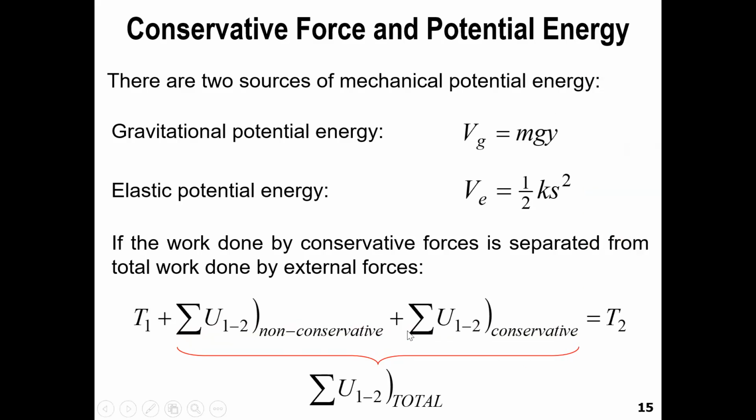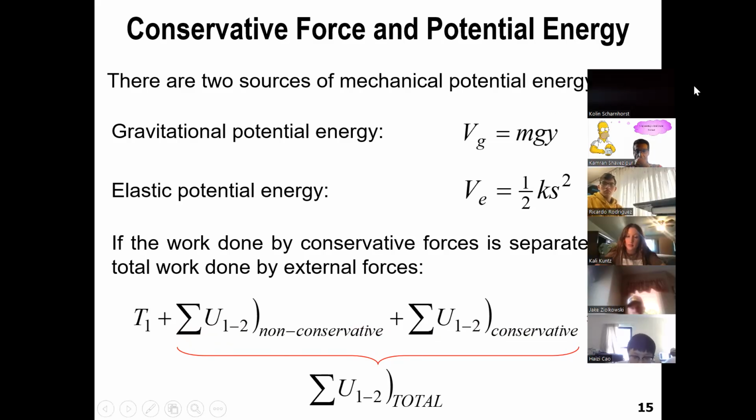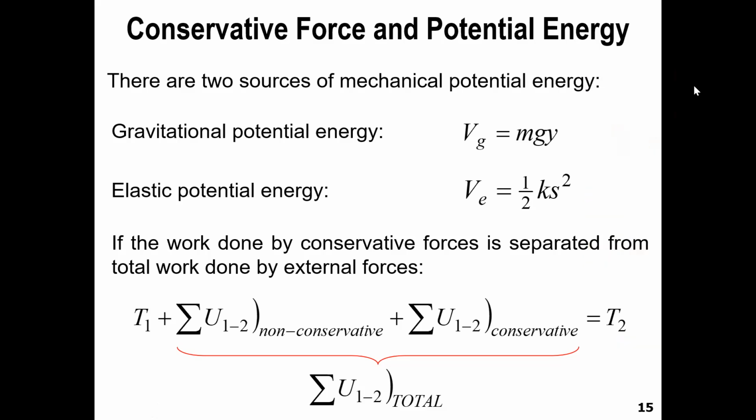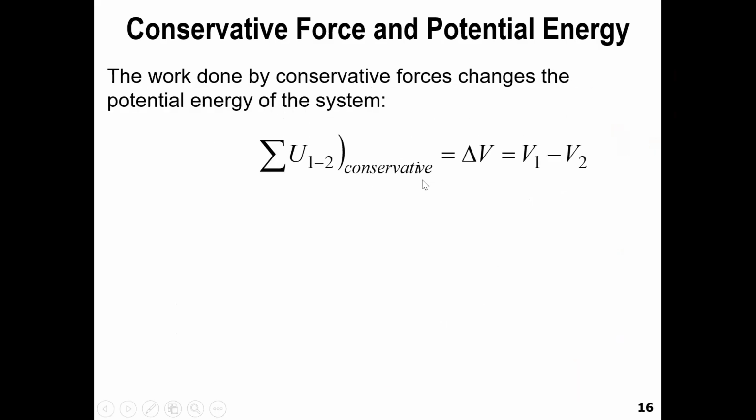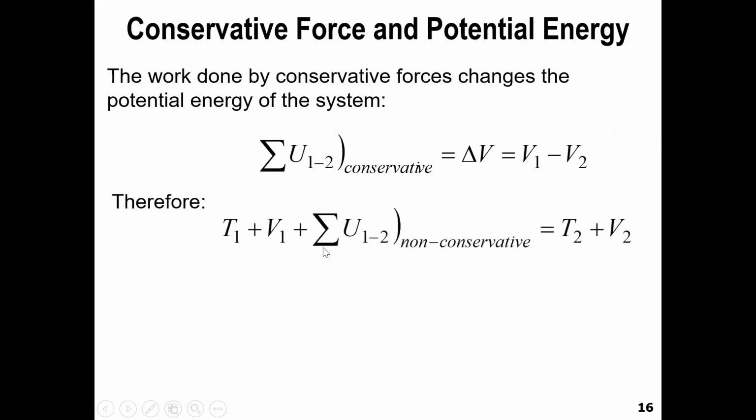And now the conservative part, we can use it like delta VG, delta VE here. The non-conservative part remains as it is because it could be anything else. And T1 and T2 are the kinetic energy. Any question about this? It may look confusing, but as we continue, the work of conservative forces is going to be V1 minus V2, the change of potential energy. You substitute it there, then you get T1 plus V1 plus work of non-conservative forces is T2 plus V2.